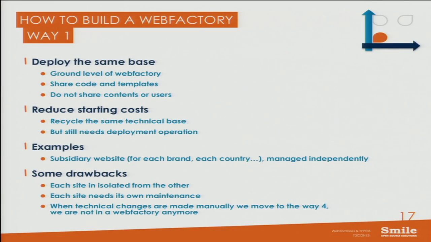I will go very fast on this slide because they are quite heavy. So the way one is mostly about deploying the same code base, and it's really a technical point of view. It reduces a lot the starting cost, and it can be useful when you have maybe a lot of subsidiaries, for example each brand, each country, and you want to manage them independently. So you just start a website, and then they have the same aspect, and every country of your company will manage their content and live their life. We already talked about the drawbacks.